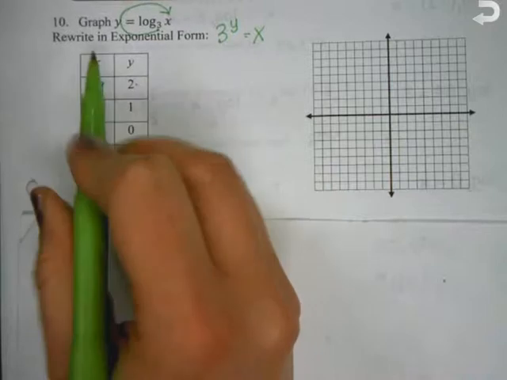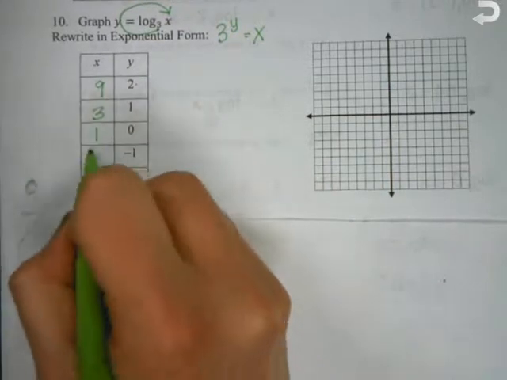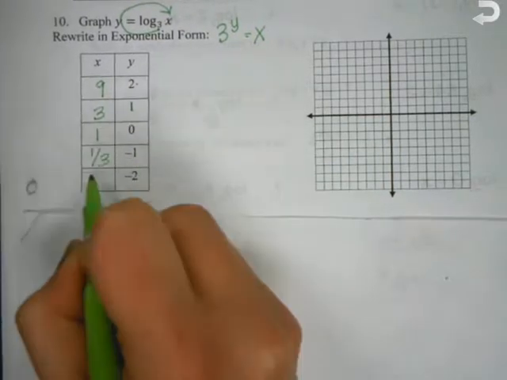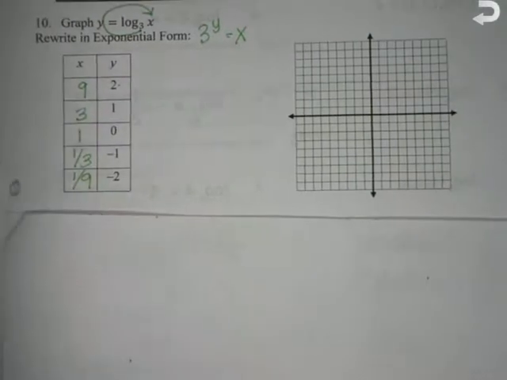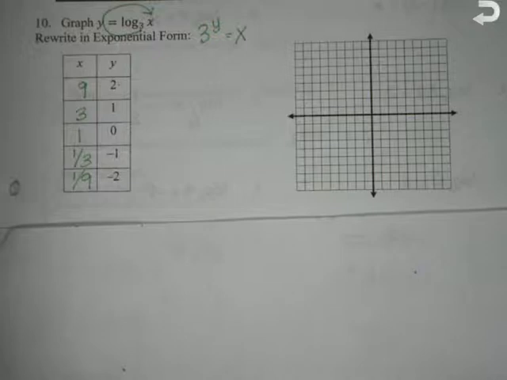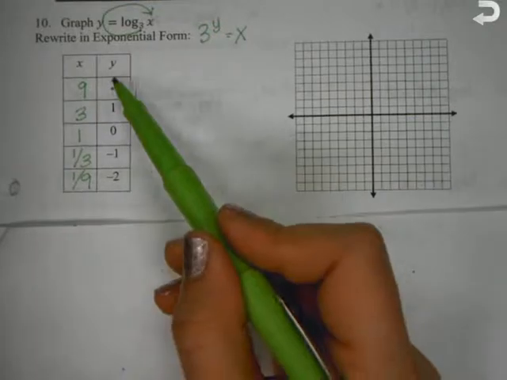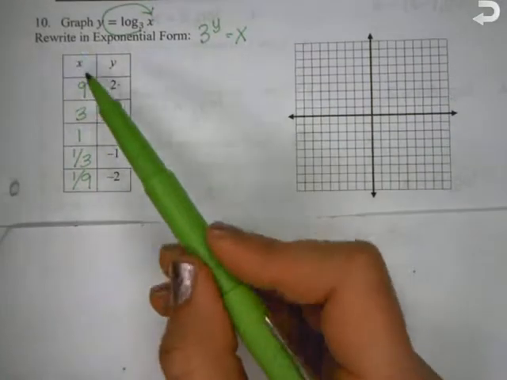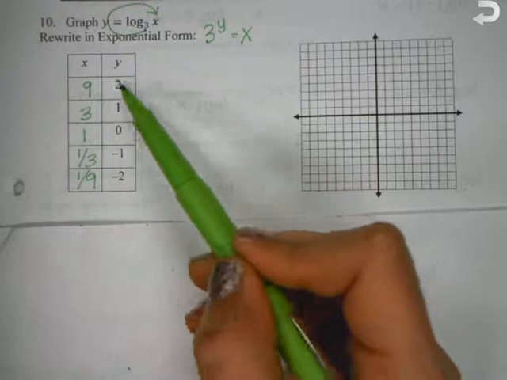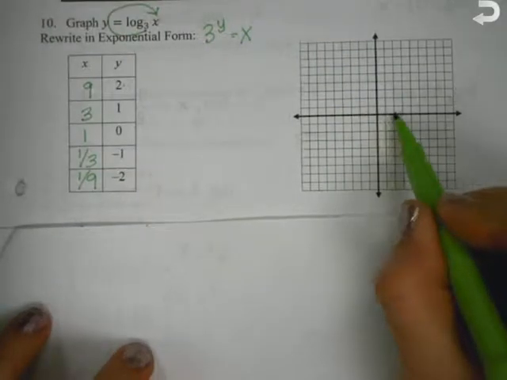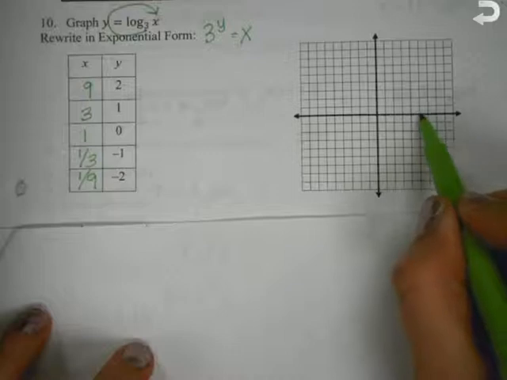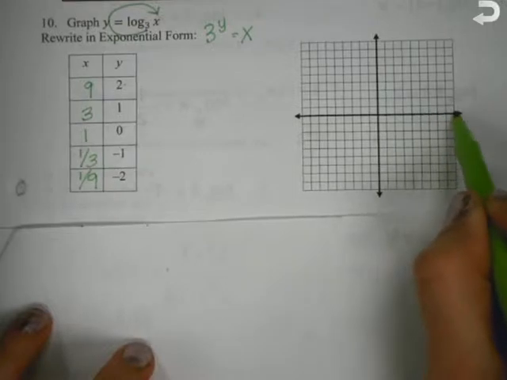Okay. Now all we want to do is plot these points. Remember, even though we plugged in our numbers for y, we still plot exactly the same, x comma y. So my first point is going to be at 9, 2. So 1, 2, 3, 4, 5, 6, 7, 8, 9, and then up 2. So my first point is right here. My second point is at 3, 1. 1, 2, 3, up 1.